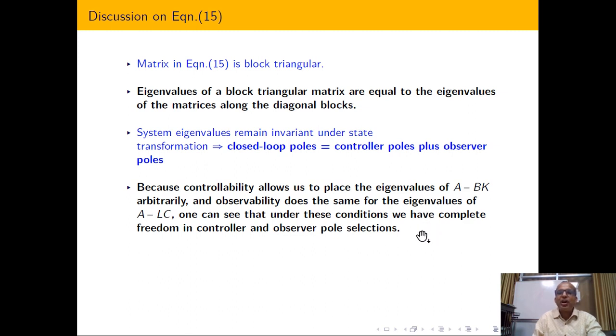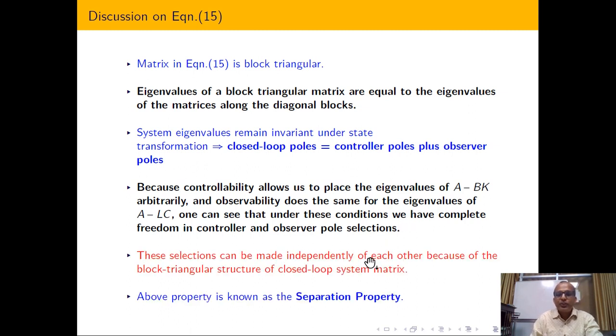It means that now controller and observer are fully independent of each other. So independently I can place the poles of the controller and observer in the case of a linear system. But be careful, if you have a non-linear system, you are not able to do this. But at least I have a very good result for linear systems. And why does this come into the picture? Due to the block triangular structure of the closed loop system matrix after the transformation, and this property is called the separation property.